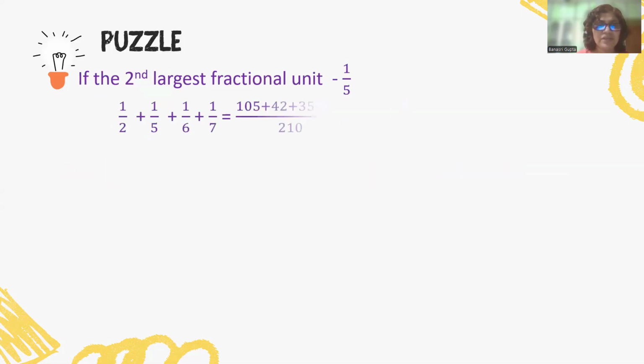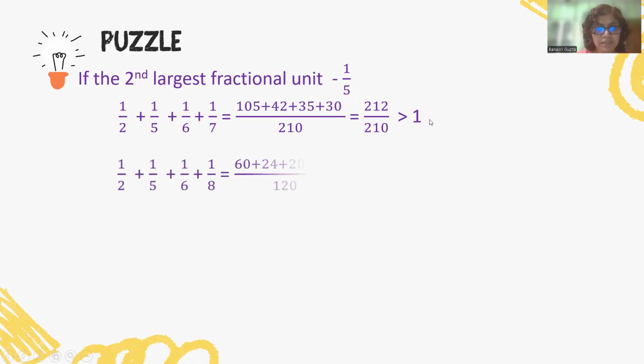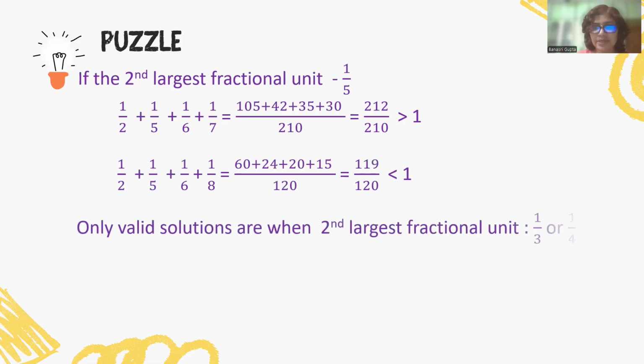There's another way to look at it. If we fix these two fractions and take the next largest one, the answer is 212 by 210, which is greater than 1. So we can check some other case also. Instead of 1 by 7, we can take 1 by 8. We see that this is less than 1. Only valid solutions therefore are the second largest fractional units with 1 by 3rd or 1 by 4.